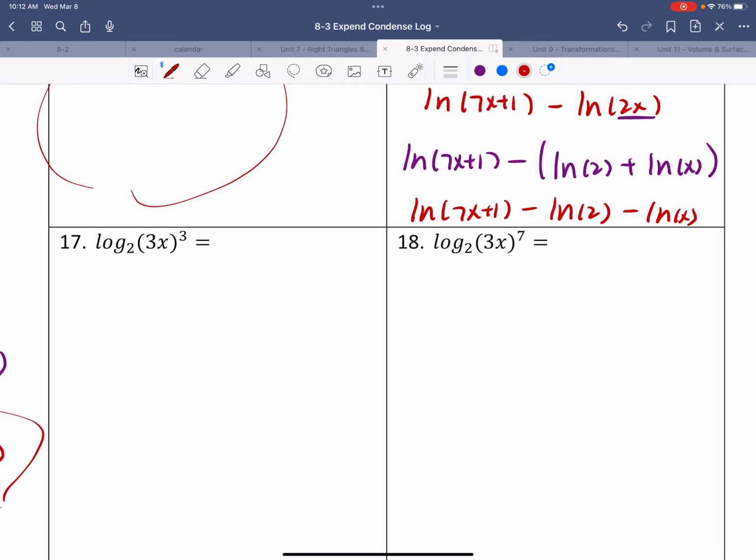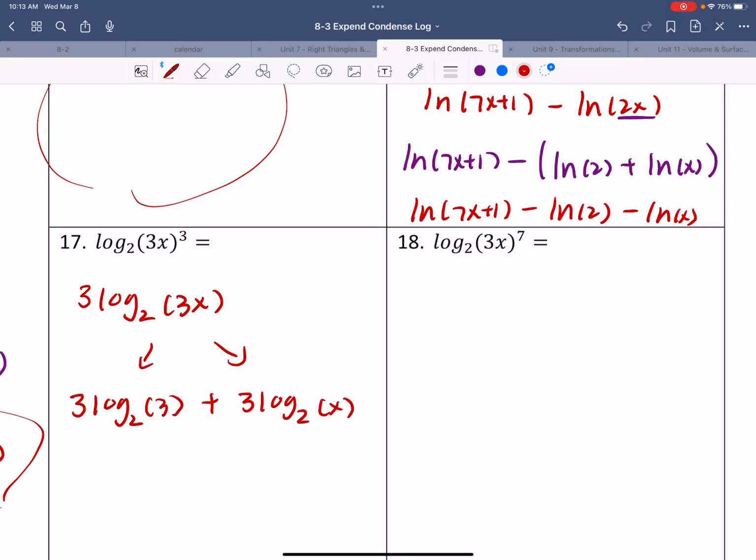And same thing here. This one is what? 3 log base 2 of 3x. And when you expand it, it's 3 log base 2 of 3 plus 3 log base 2 of x. And I believe you guys can do this one by yourself.